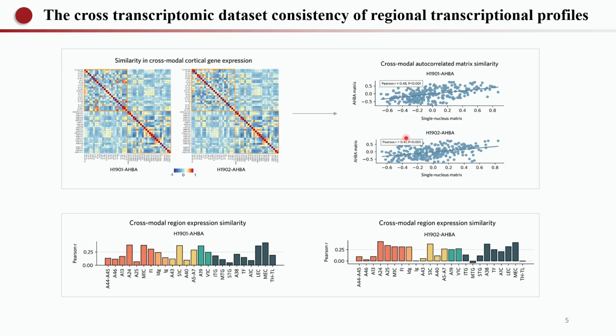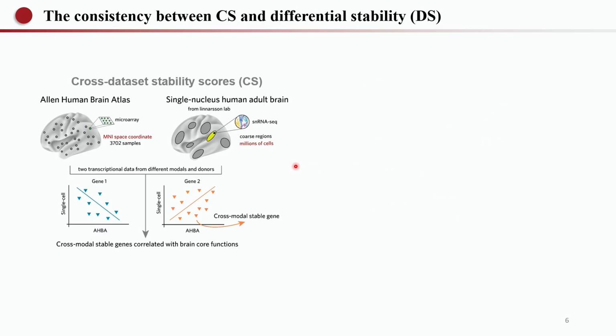We found that both co-expression metrics and the regional gene expression profiles show notable cross-modal similarity. Next, we further examined the similarity of spatial gene expression patterns between the AHBA dataset and the single-nucleus dataset. For each gene, we computed the cross-modal spatial consistency, defined as the Pearson correlation of its spatial expression patterns across the two datasets, and referred to it as the CS score.